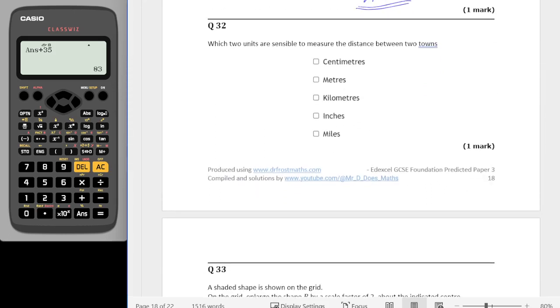Okay, question 32. Which two units are sensible to measure the distance between two towns? Between two towns, so let's think about this. So centimetres, definitely not. Meters, I don't think meters is necessarily a good one. If I think about two towns, let's say Wolverhampton and Dudley, meters wouldn't be a very appropriate one. Kilometres would be, inches wouldn't be, and miles would be. So I'm going to go kilometres and miles.